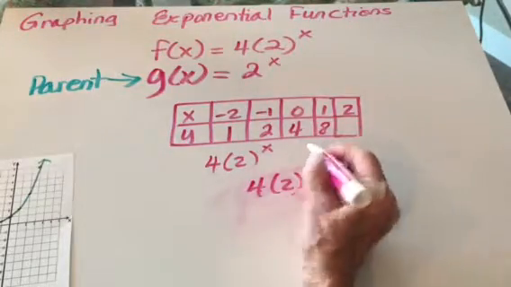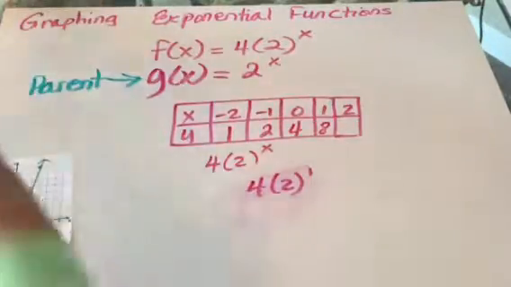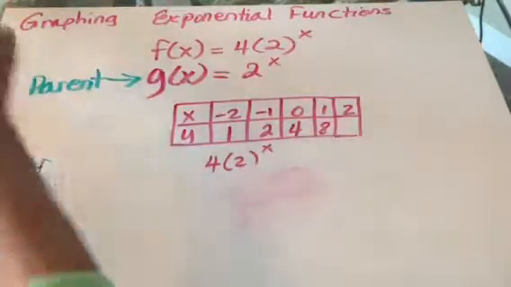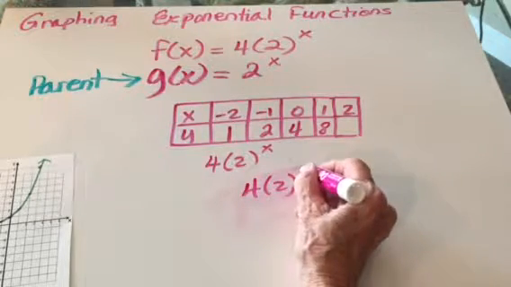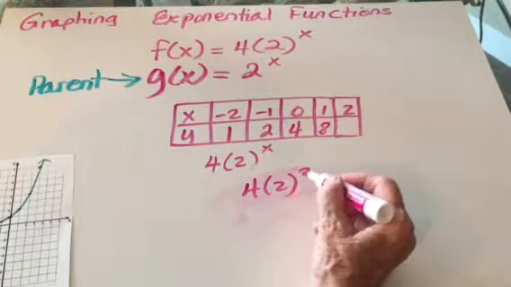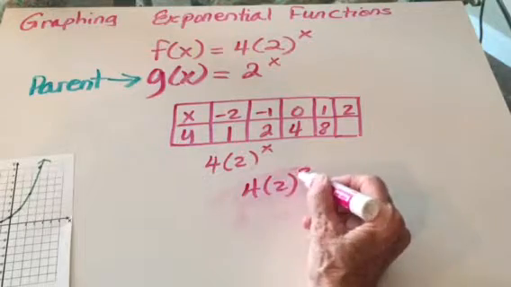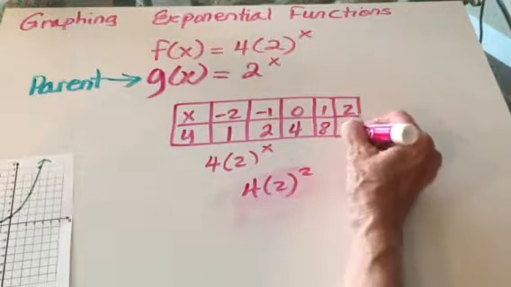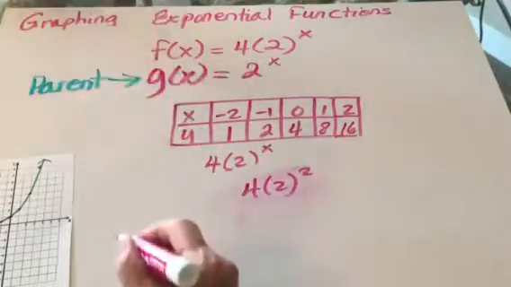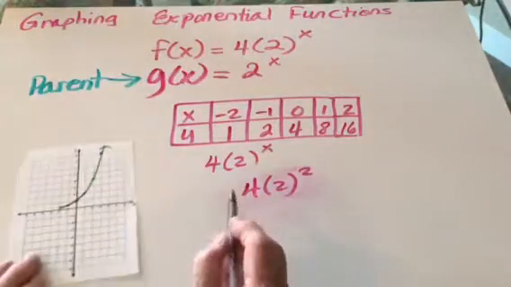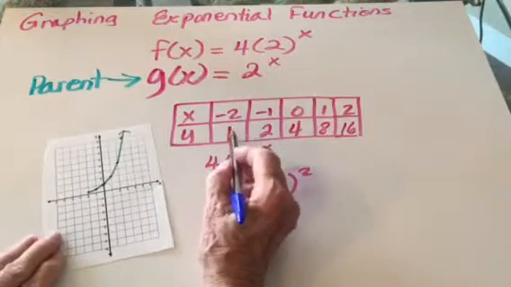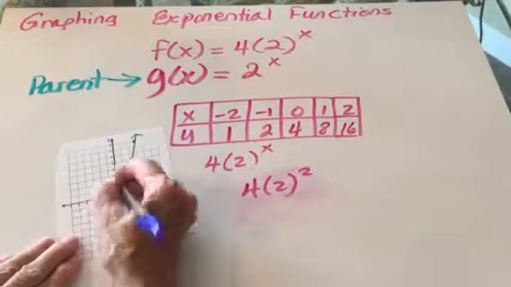What happens when it's 4 times 2 to the second power? Well, 2 to the second power is 4. 4 times 4 is 16. I'll tell you right now, it's not even going to be on our graph. Okay, that's that. Let's graph it. So when x is -2, y is 1.